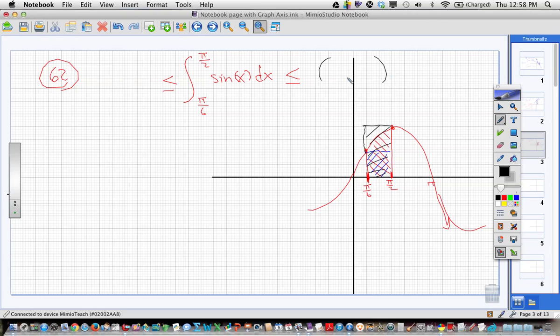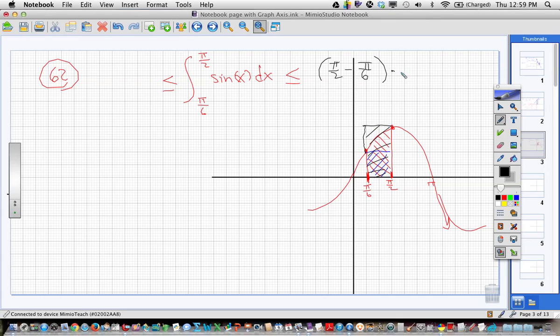So what would be the width of this? How much is that? I think it's pi thirds. Well, it's pi halves minus pi 6. We'll do that in a second. Okay, that's the width of this interval right here.